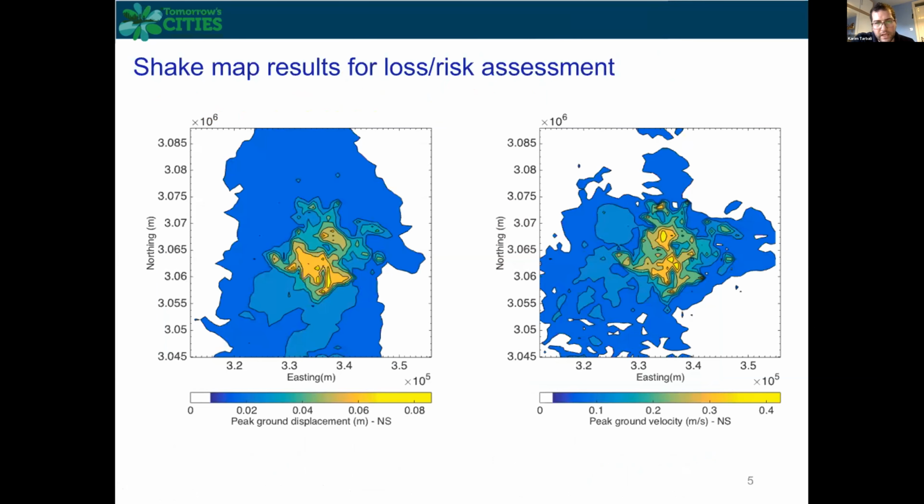So at the end of this type of exercise, you would be able to get some ground motion maps. So these maps will be useful for the next step of engineering loss and risk assessment, and subsequently social risk assessment. So what you're seeing here is the peak ground acceleration, peak ground displacement of the ground in the north-south direction, where you can see that this shape is actually following the shape of the basin, in a sense that in the basin area, the displacement will be higher.